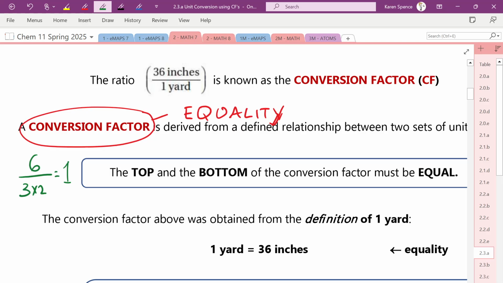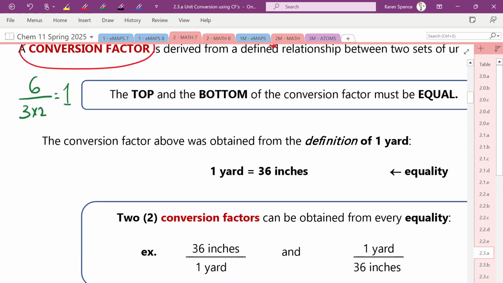So I can multiply by a conversion factor, and it is as though I am multiplying by the number 1. Everything will continue to be equal, because if I take 10 and multiply it by 6 over 3 times 2, that's 10 times 1, which is 10. That's my original number, right? So I can just keep multiplying and I will end up with, in this case, not the same number because we're changing units, but they will be equal to each other. Okay, the two ends will be equal.